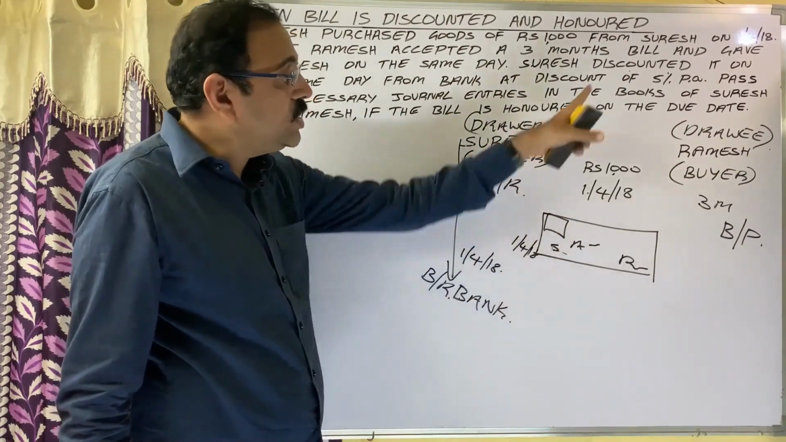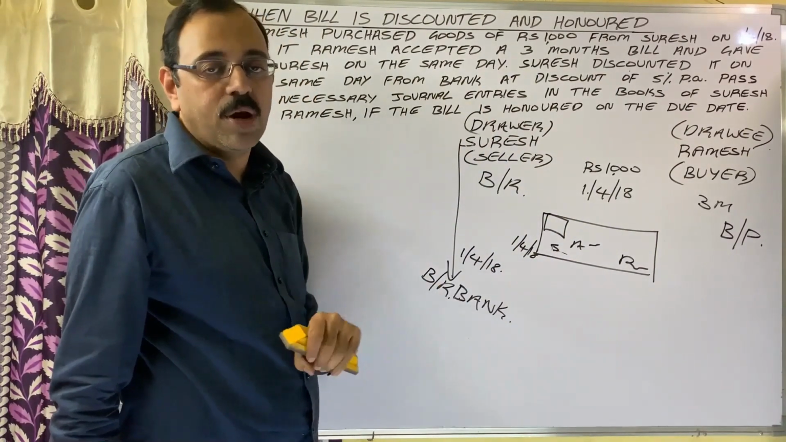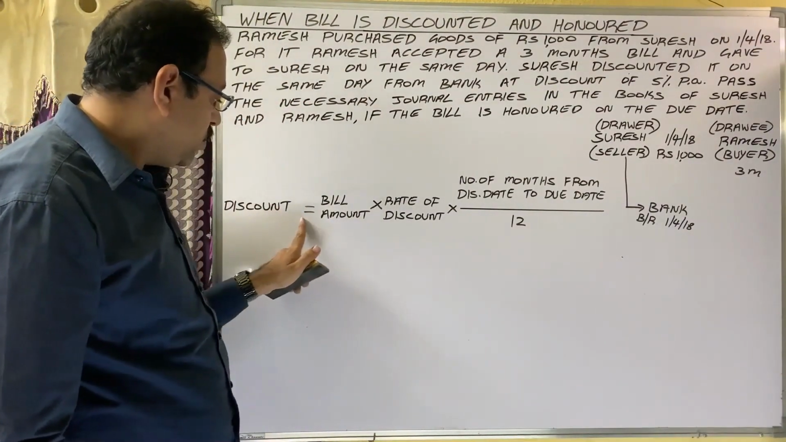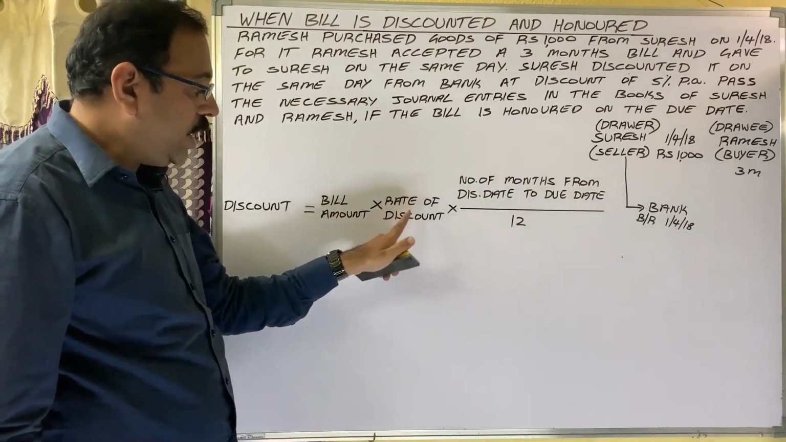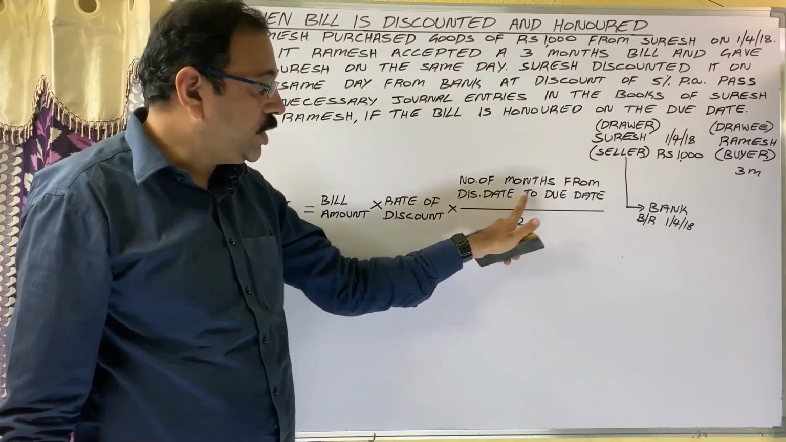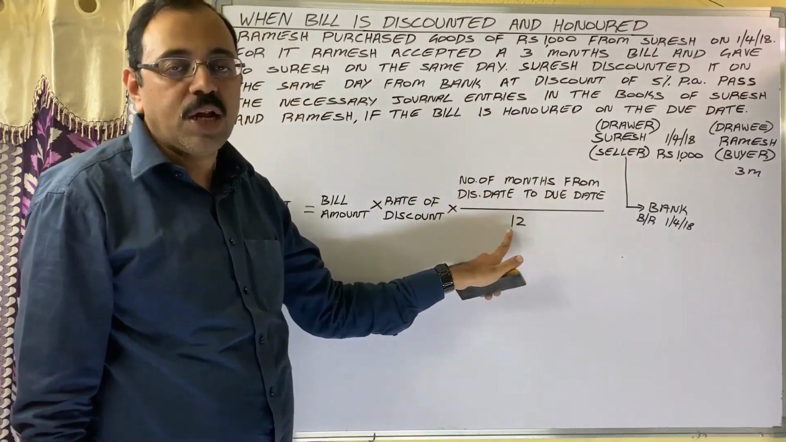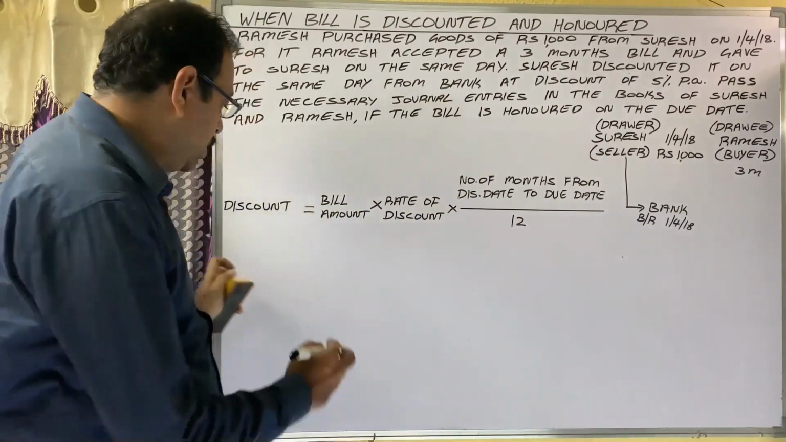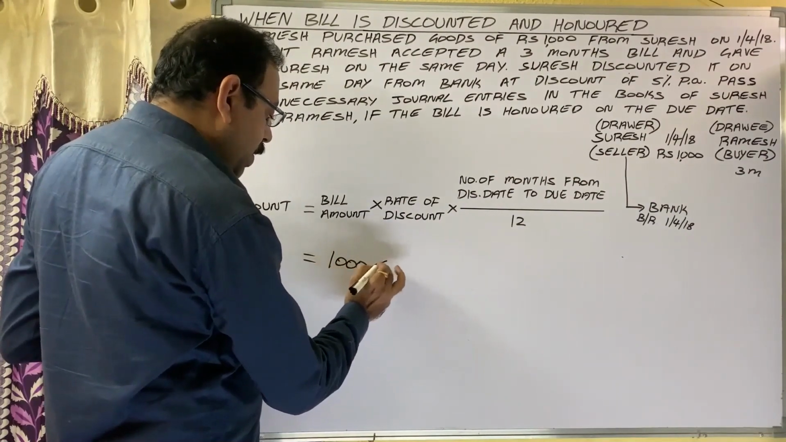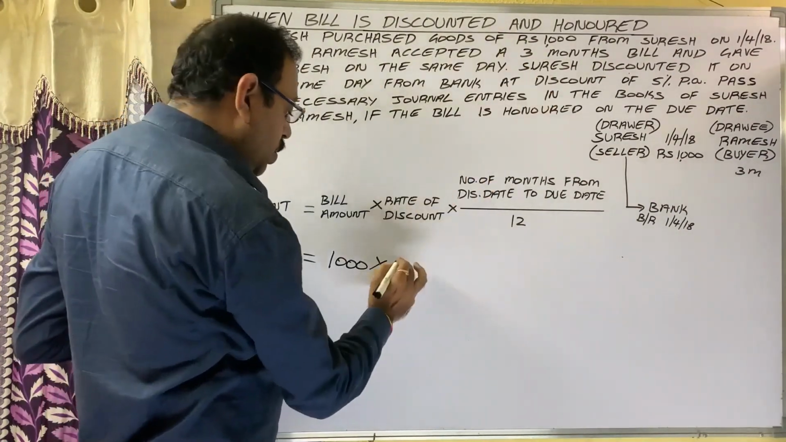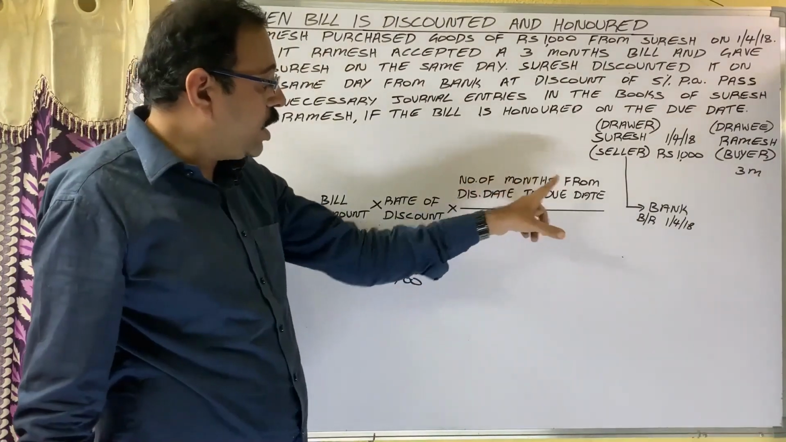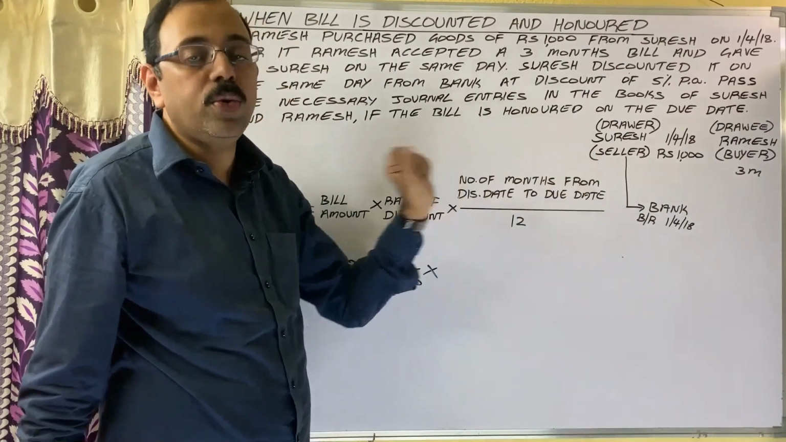So how to calculate the discount amount? For that there is a formula. Discount is equal to bill amount into rate of discount into number of months from discounting date to due date, divided by 12. Let us substitute the values. Bill amount is 1000 rupees into rate of discount 5%, that is 5 by 100, into number of months from discounting date to due date.